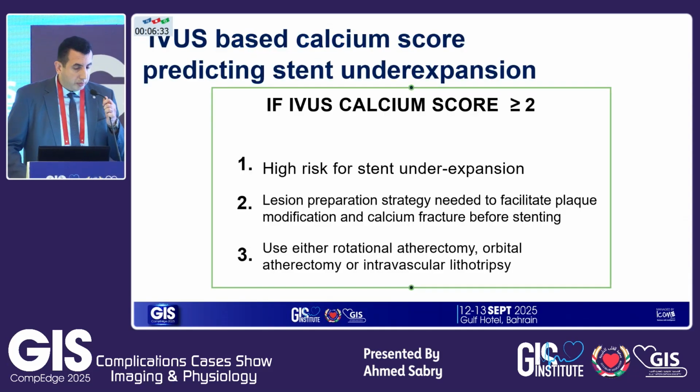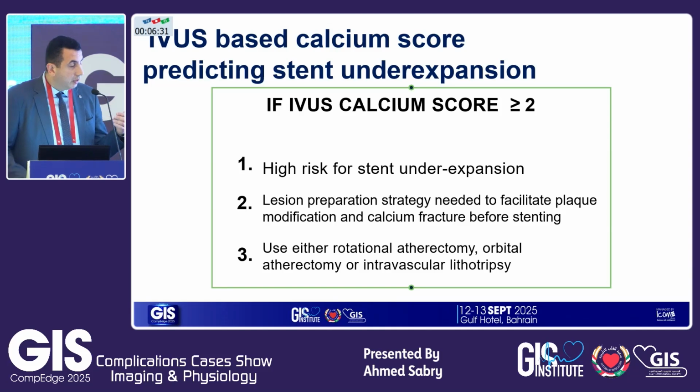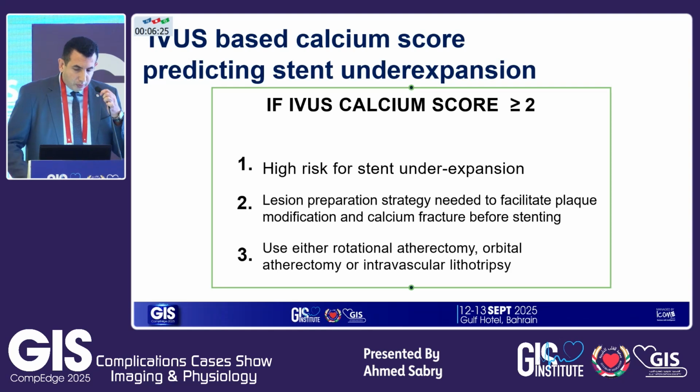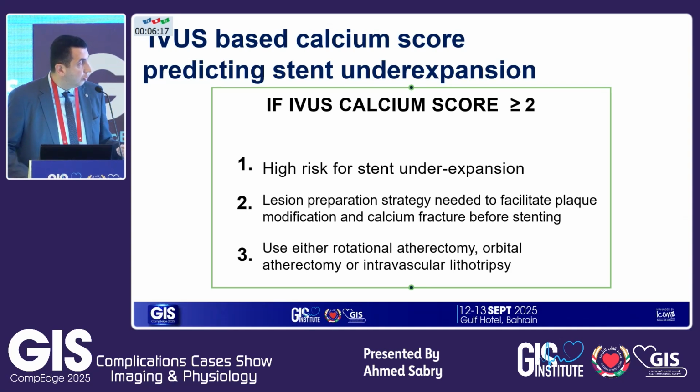Why? Because it predicts stent expansion. If the calcium score is 2 or more, there is a high risk of stent underexpansion, so the lesion preparation strategy needs to facilitate plaque modification and calcium fracture before the stenting. Use either rotational atherectomy, orbital atherectomy, or IVL.